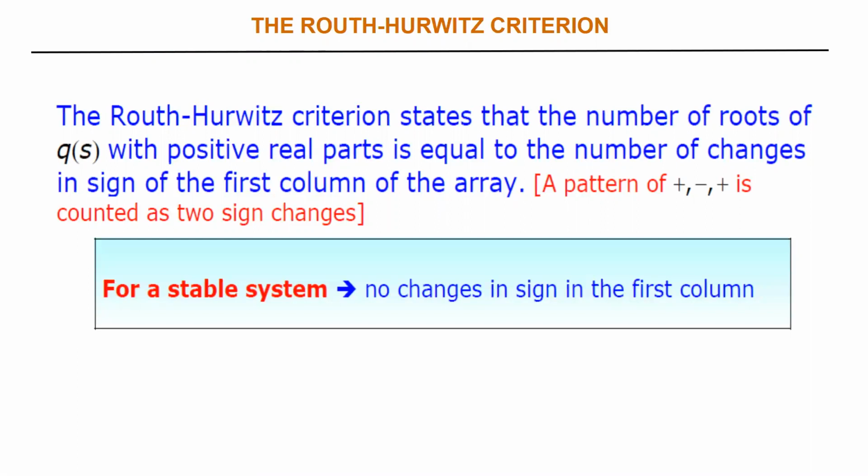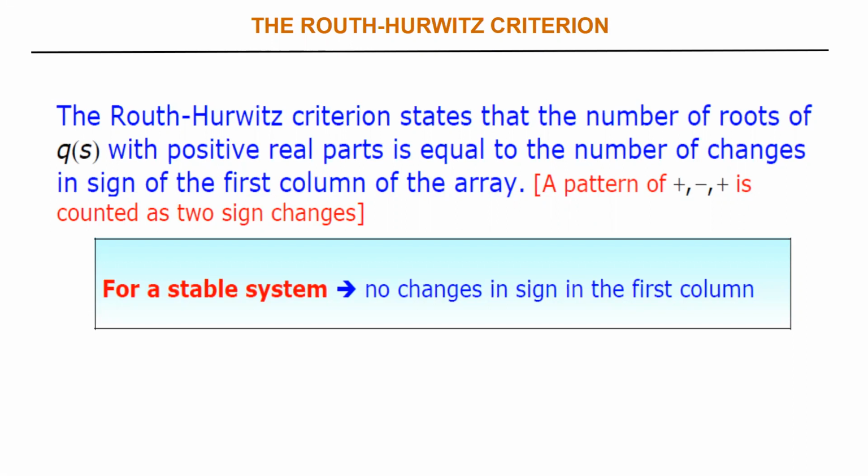Routh was a working mathematician and Hurwitz another mathematician. They joined together. Therefore, this is basically what we have. The Routh-Hurwitz criterion states that the number of roots of Q of S with a positive real part is equal to the number of changes in sign in the first column of the array. A plus-minus pattern is counted as two sign changes. So for the system to be stable, there shouldn't be any sign change.